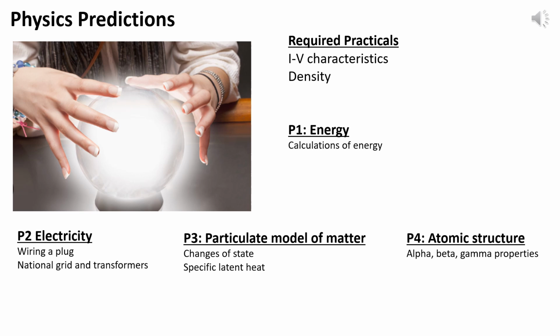P2 electricity. It's been a while since you've been asked about wiring a plug or the structure of the national grid and transformers. P3 particulate model of matter: changes of state and specific latent heat. Again, it's been a long time since these have come up. And P4 atomic structure: alpha, beta, gamma properties.